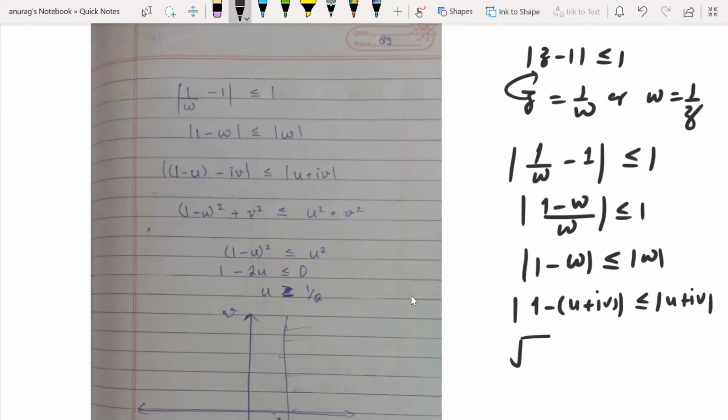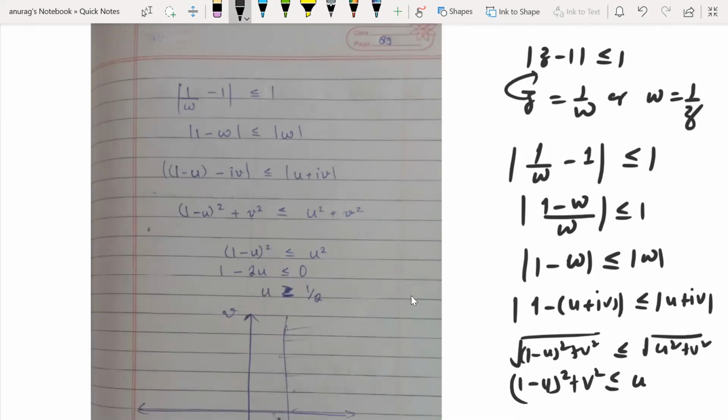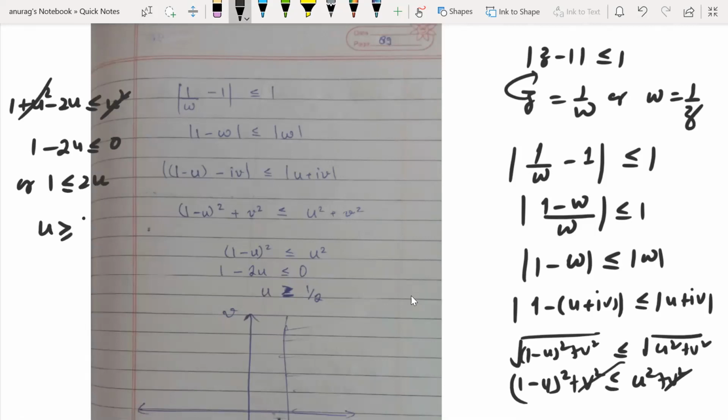So it will be under root 1 minus U whole square plus V square less than equal to under root U square plus V square, squaring both sides. 1 minus U whole square plus V square less than equal to U square plus V square. This V square is cancelled out. Similarly, you can solve it. It is 1 plus U square minus 2U less than equal to U square. U square is cancelled out. So it is 1 minus 2U less than equal to 0, or 1 less than equal to 2U, or U greater than equal to 1 by 2.